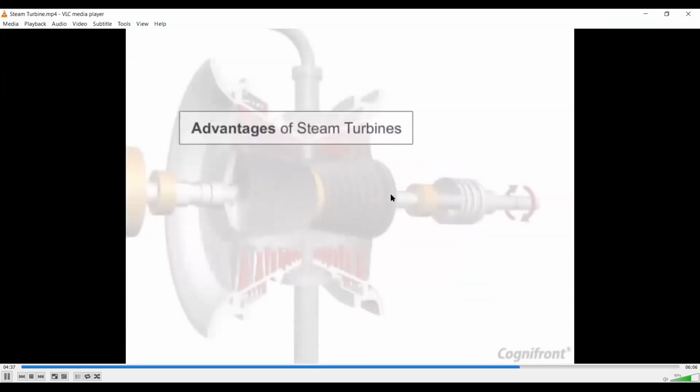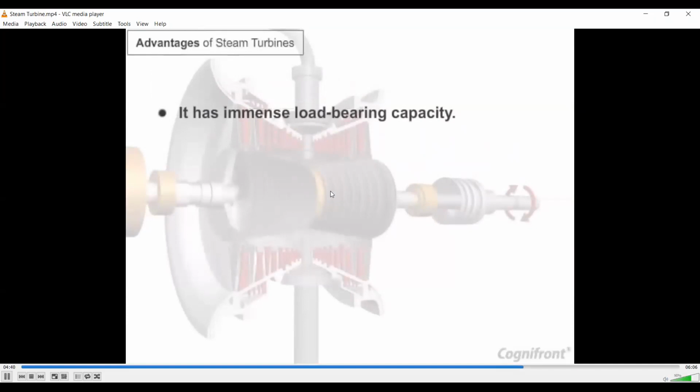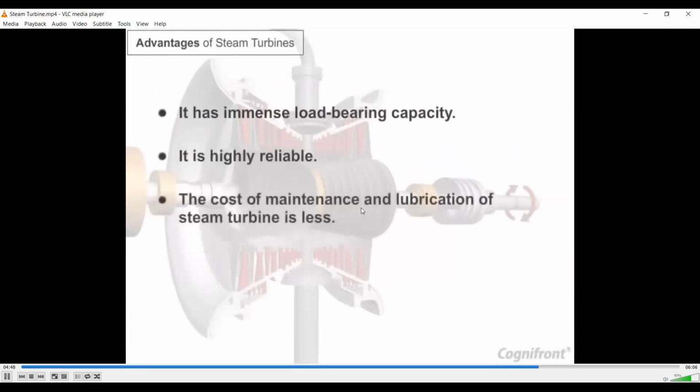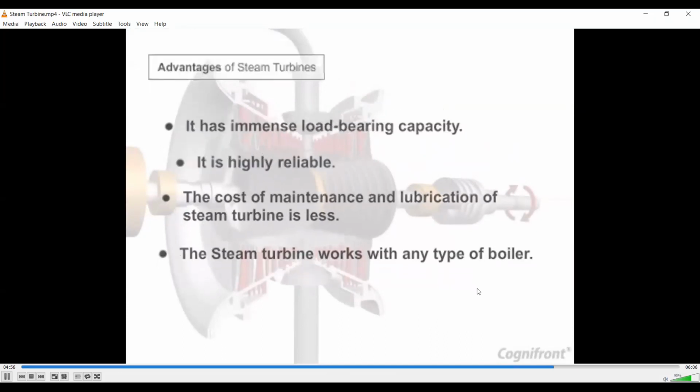Now the various advantages of steam turbines. It has immense load bearing capacity and is highly reliable. The cost of maintenance and lubrication of the steam turbine is less. The steam turbine works with any type of boiler.